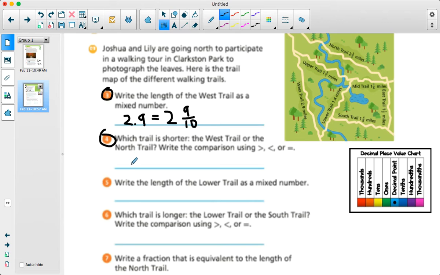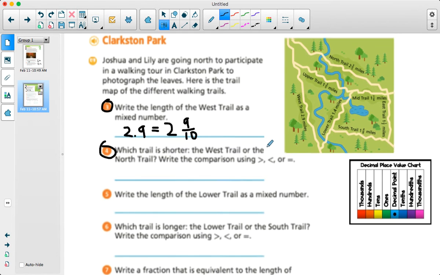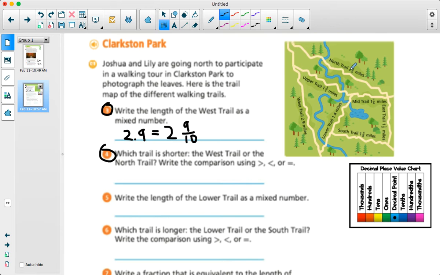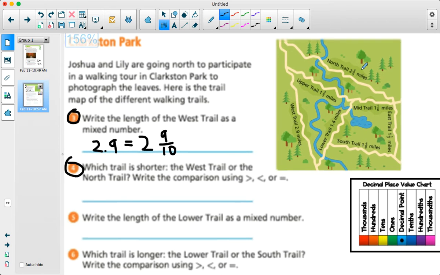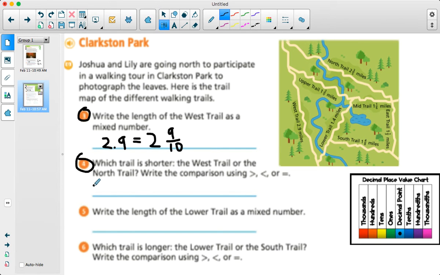All right, our last problem we're going to do today says, which trail is shorter, the West Trail or the North Trail? Write a comparison using greater than, less than, or equal to. So West Trail or North Trail? Well, the North Trail is 2 3/5 miles. We'll write that down. And the West Trail is 2.9, which we just already changed into a fraction, right?